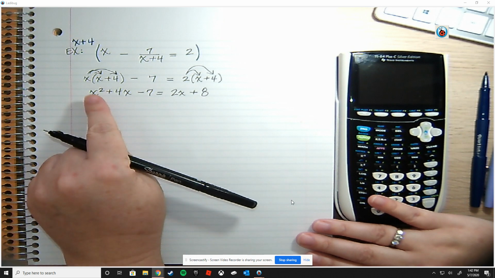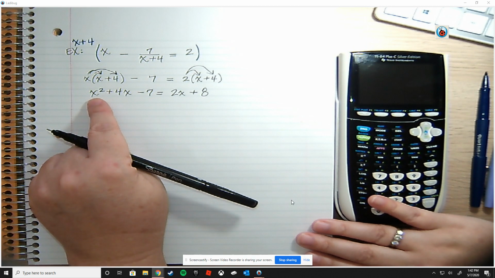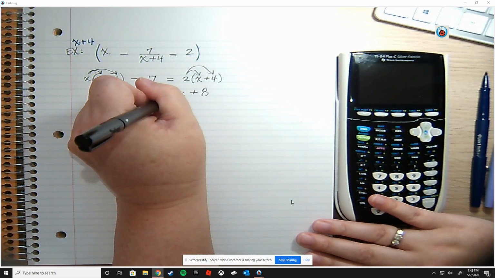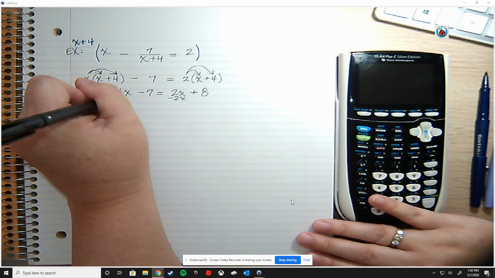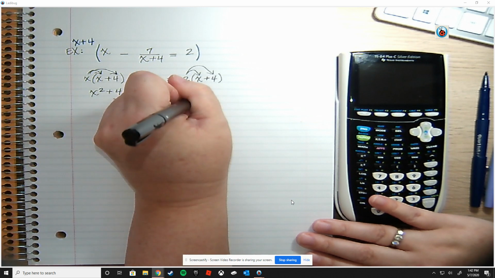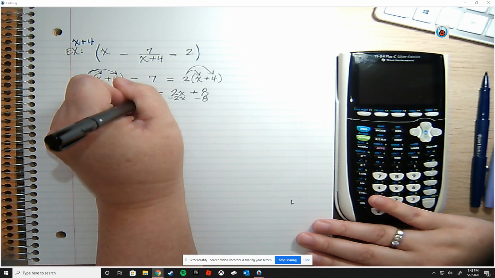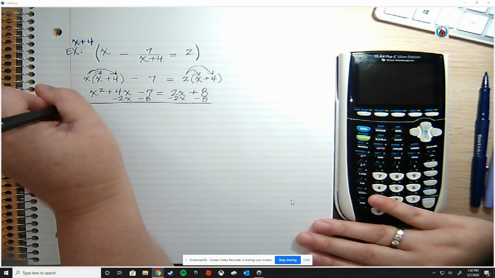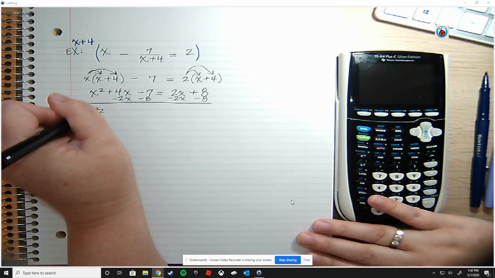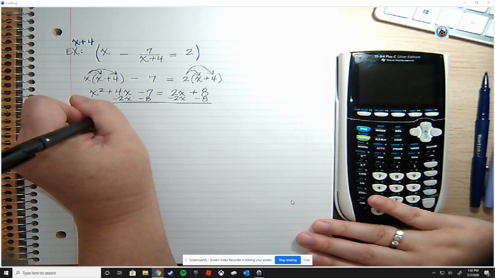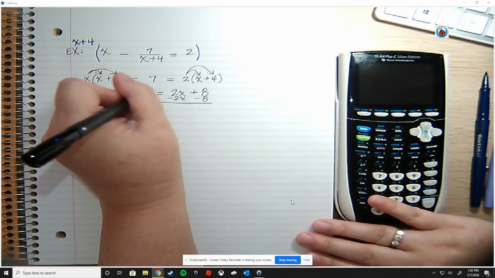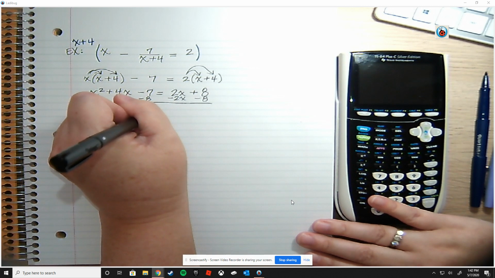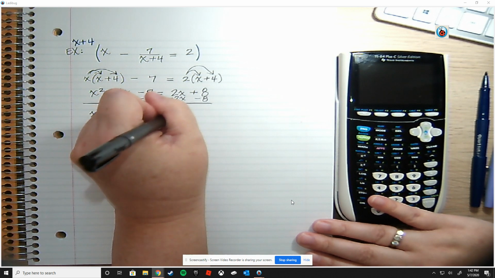I do have an x squared term, so I am going to be looking at a quadratic, which means it needs to equal 0. So I'm going to subtract 2x, and I'm going to go ahead and subtract 8 in the same step. That brings down the x squared; 4x minus 2x is plus 2x; negative 7 minus 8 is negative 15, equals 0.